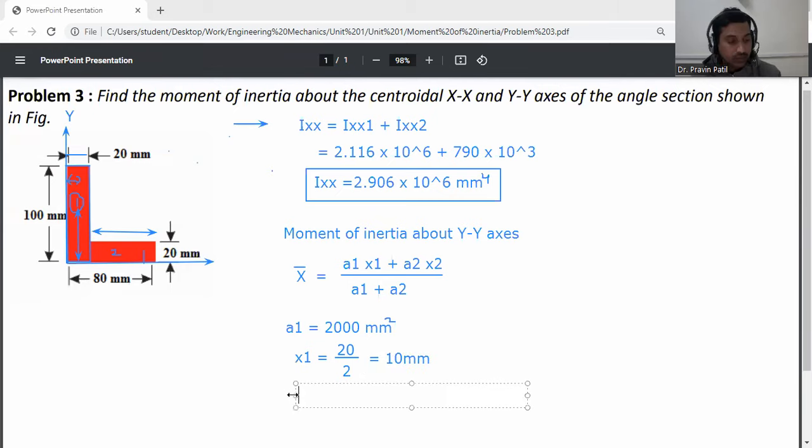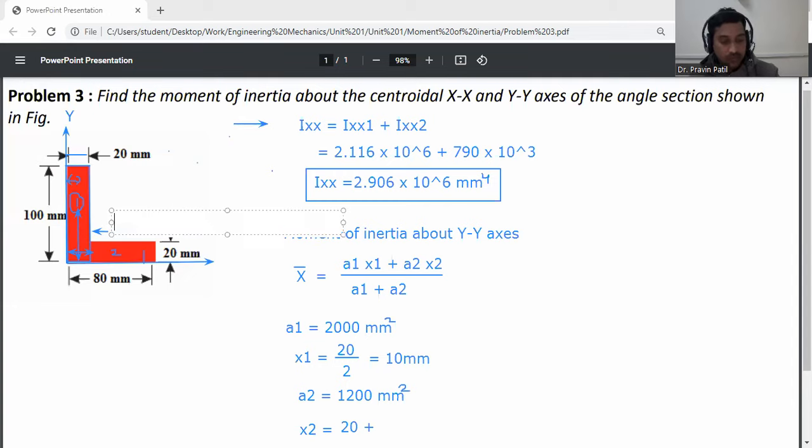Then a2 is 60 into 20, that is 1200 mm squared, which we can write down directly. Now calculate the x2 value. First of all, at what distance from the y-axis is this one located? It is located at this distance: 20 plus, and the total here is 60 mm, so 60 by 2.